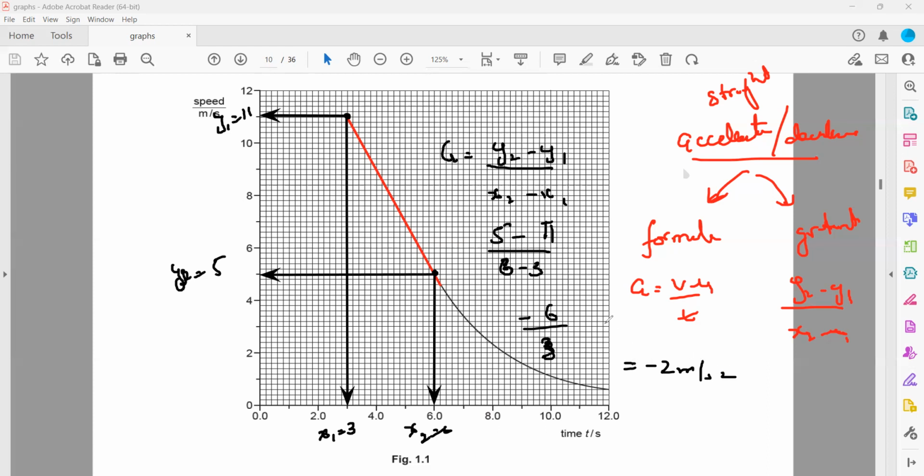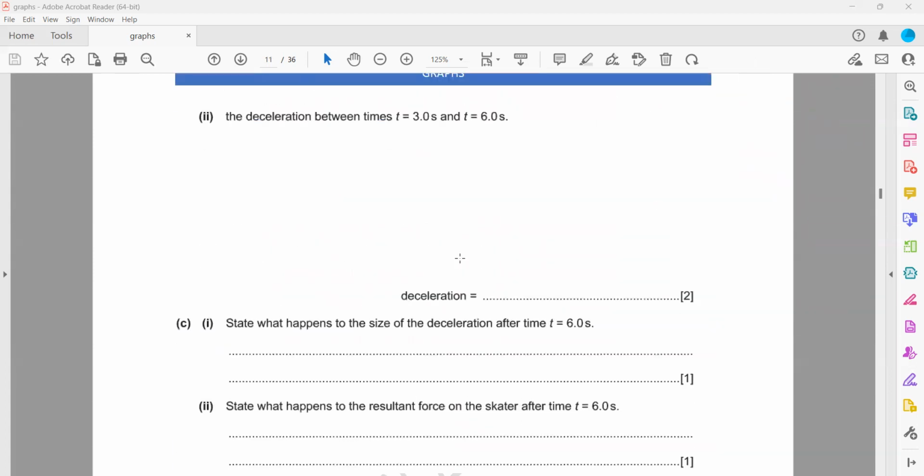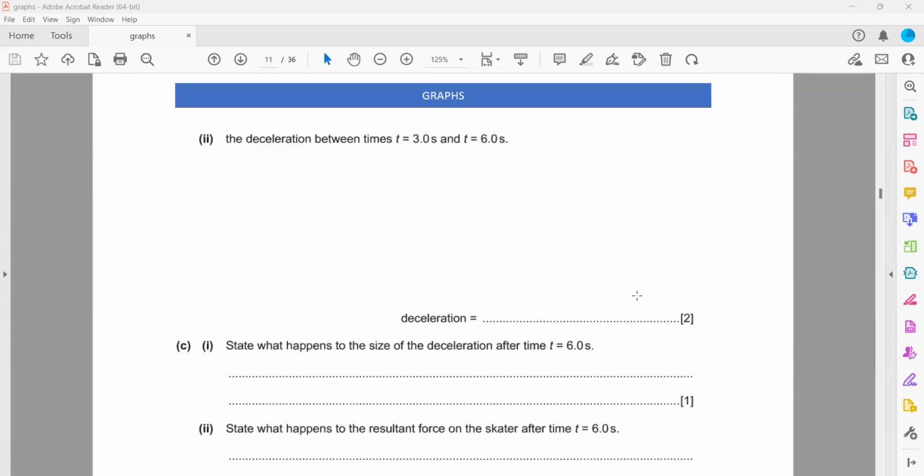So if we have a straight line for a speed-time graph and we need an acceleration, we can use a formula. Expression is change in velocity divided by time, or we can work out the gradient of that section. That will give us the deceleration or acceleration. So it will be 2 here. What happened to the size of deceleration after 6? And what happened to resultant force?